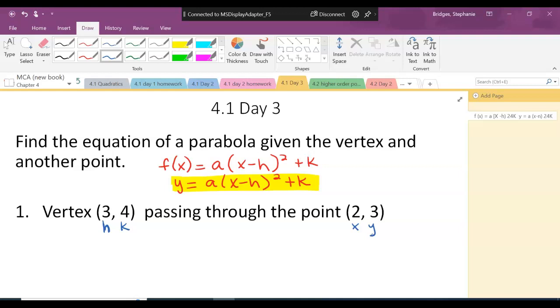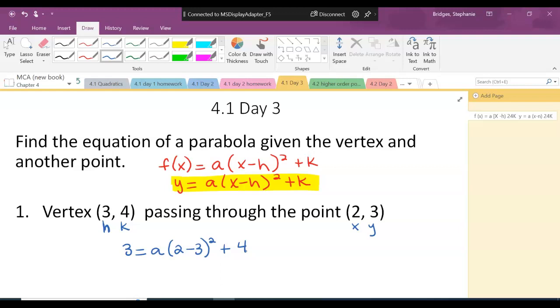Starting with Y, the Y value that I have is 3, equals, we don't know A, that's what we're trying to figure out, parentheses, my x value I have labeled as 2, minus my h value, which is a 3, squared, and then plus my k value, which is 4. So I'm plugging in the h, the k, the x, and the y. What we need to do now is solve this equation for a.